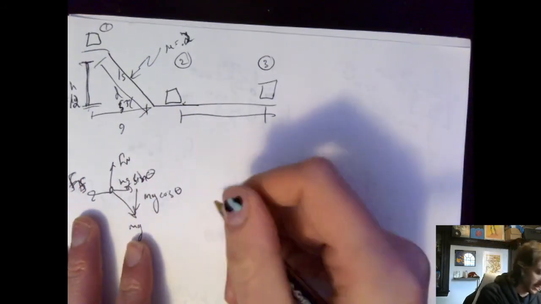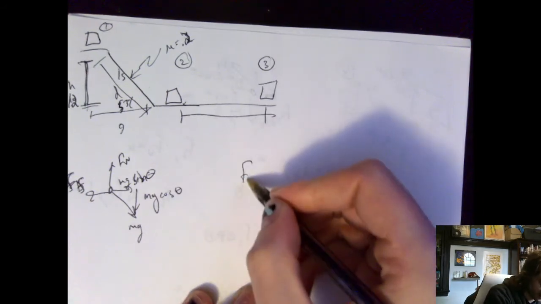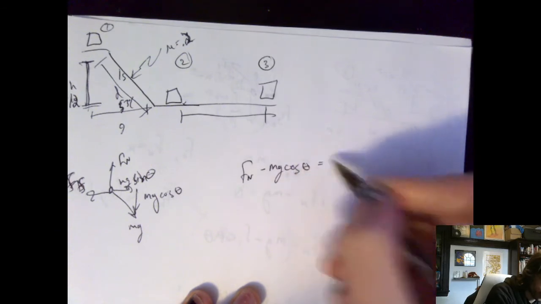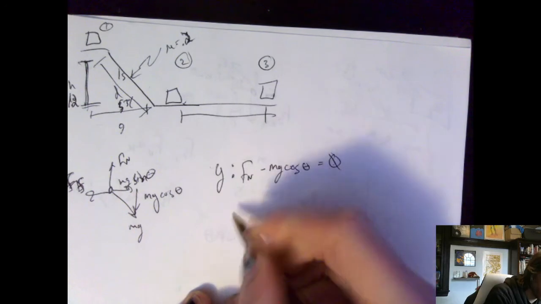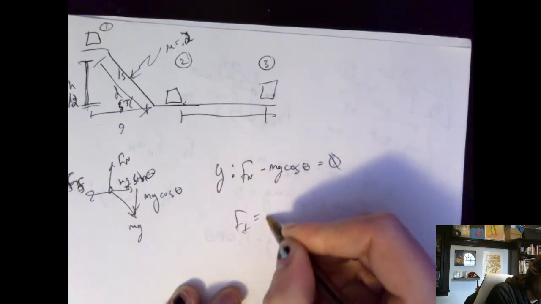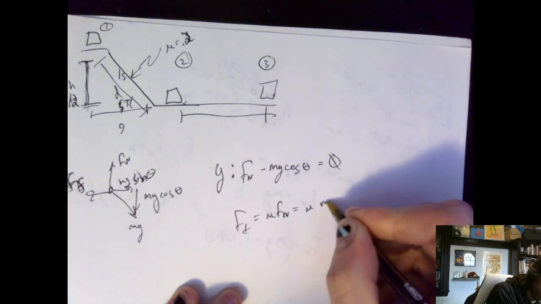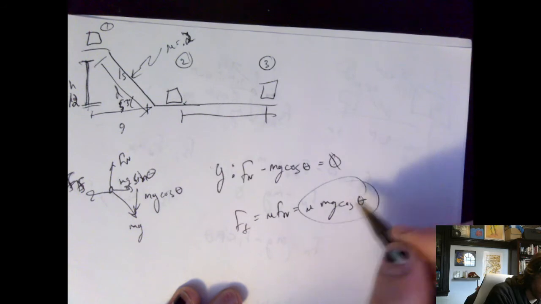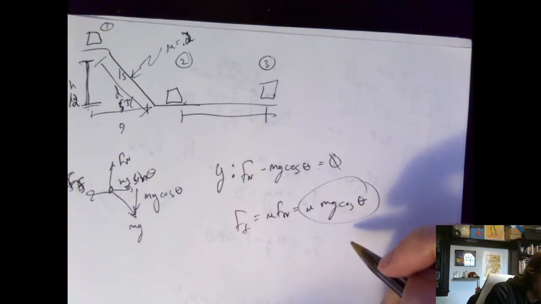So what we can do here is say that Fn minus mg cosine theta is equal to 0 for our y direction, which gives us, with our force of friction equation, that our force of friction is equal to mu mg cosine theta, because those forces are balanced. And so this is nice because this will let us get our work.